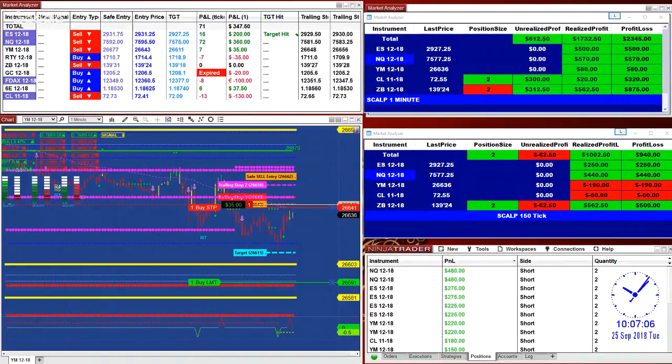So I'm keeping my eye on the Nasdaq as well, and you can keep your eye on the signals here in the first column.